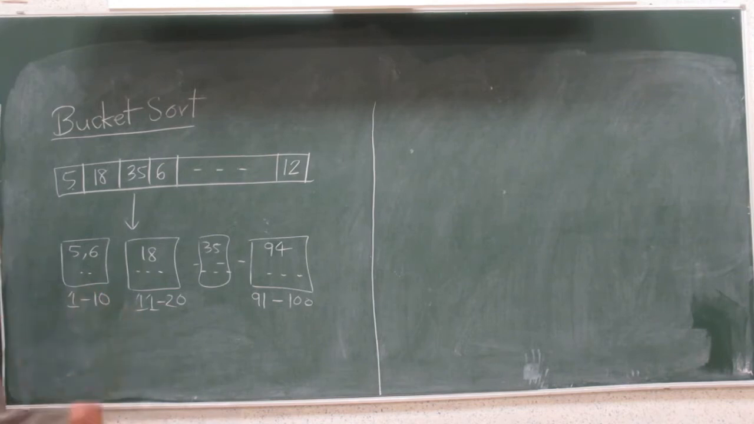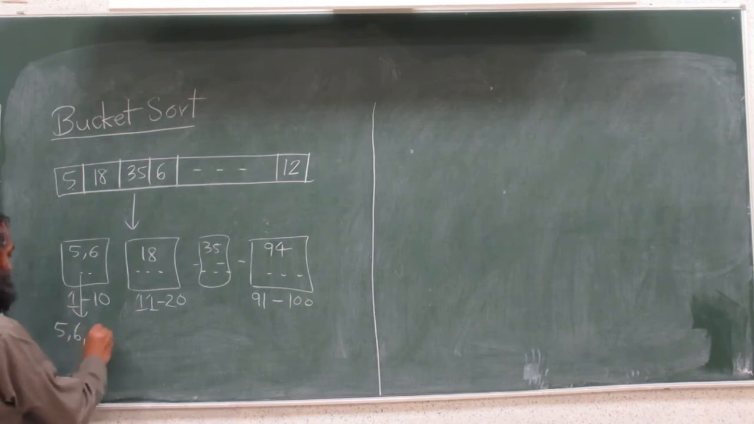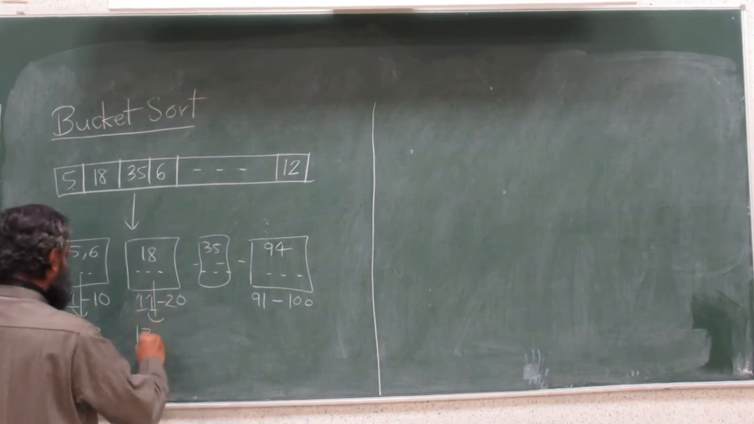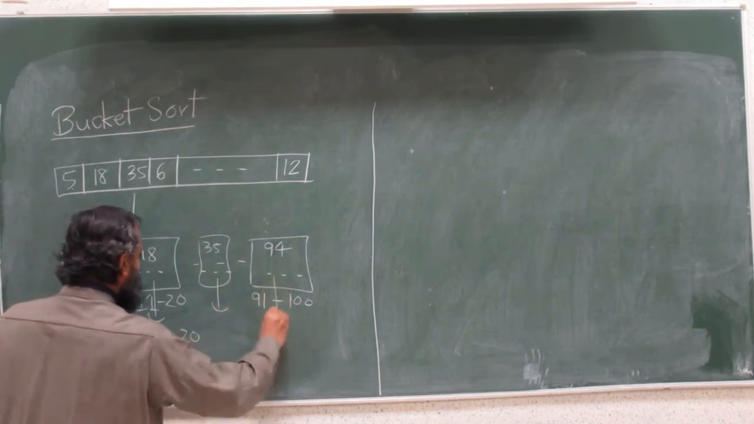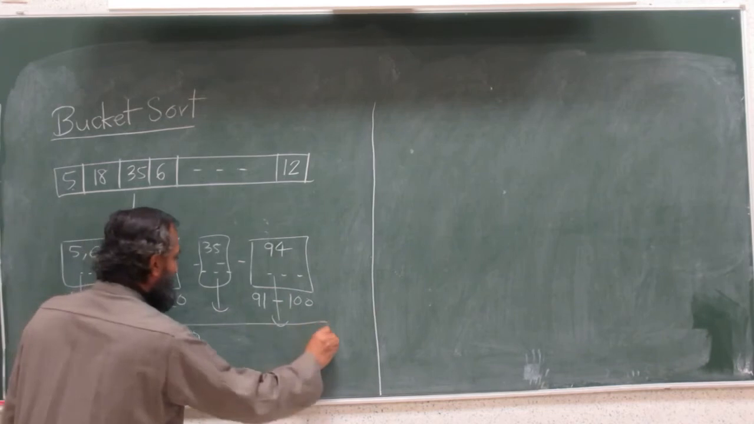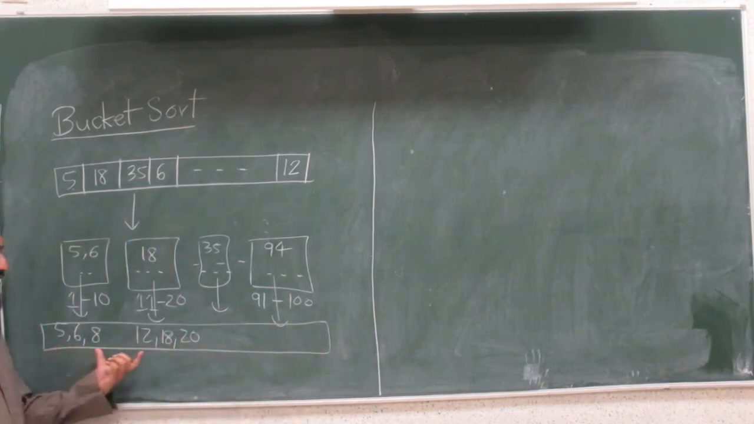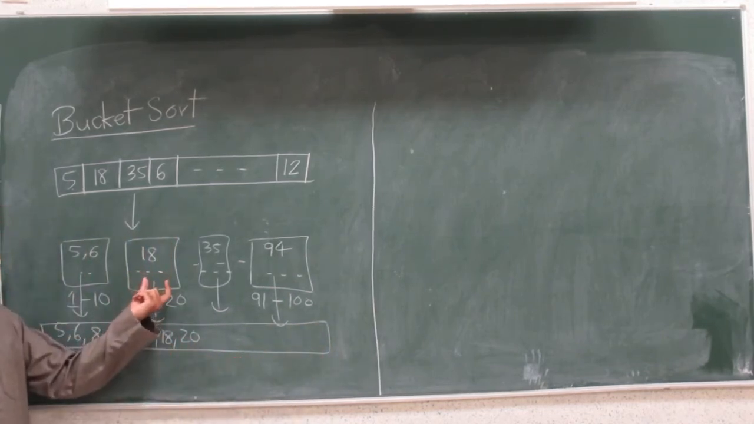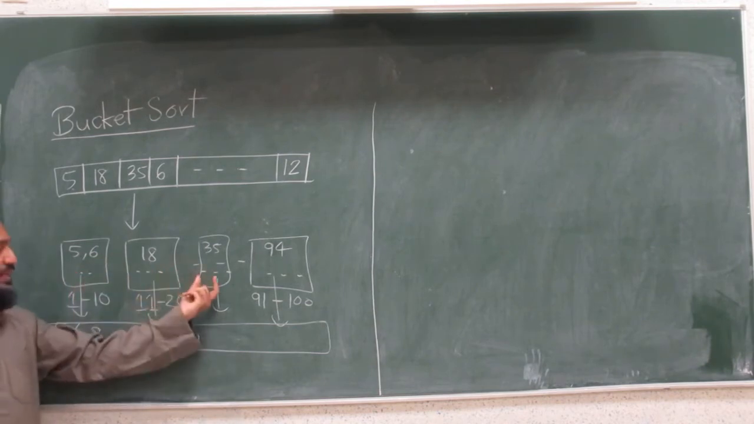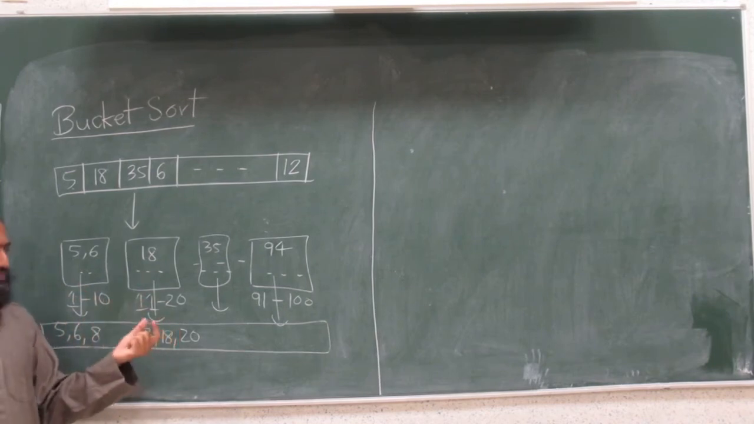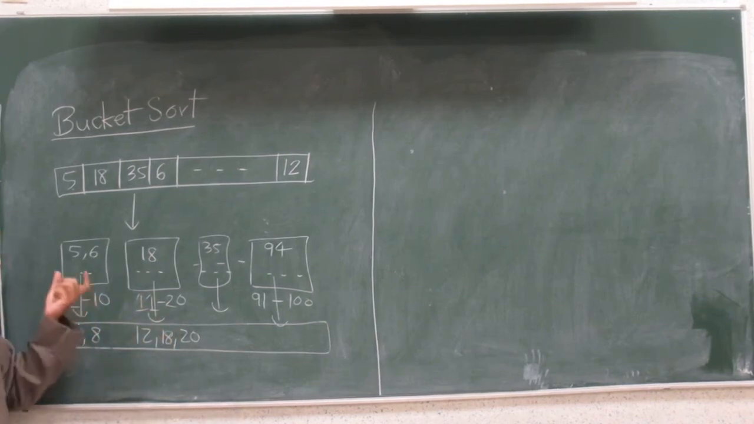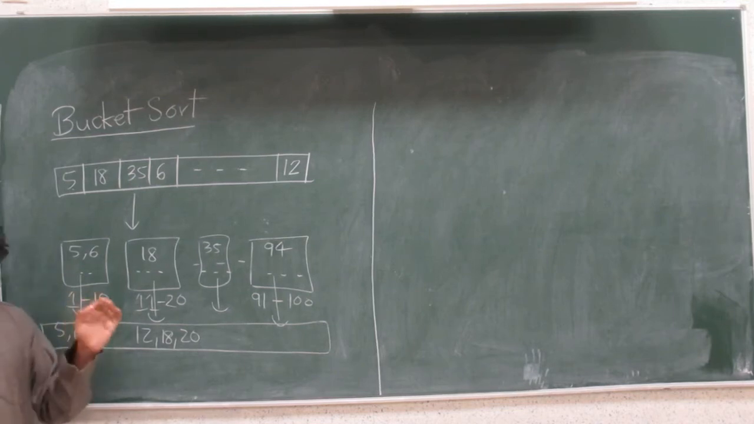But one thing has to be kept in mind. The bins should be such that once I sort these guys, 5, 6, 8, then these guys, 12, 18, 20, then these guys, and then I combine the lists as they are, it's already sorted. So everybody here should be bigger than everybody in the previous bucket, and so on and so forth. If the buckets are in sorted order, and then you sort individual buckets, any such algorithm that works this way is called a bucket sort.